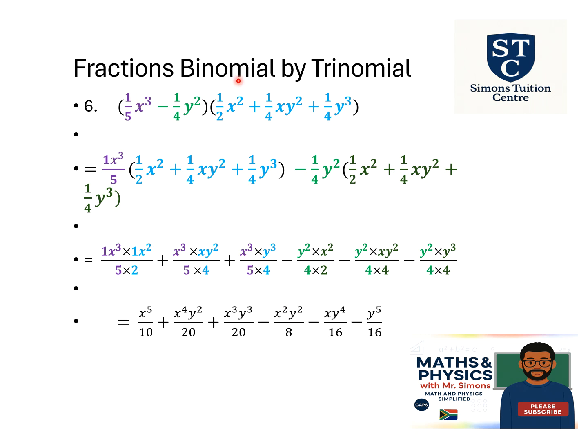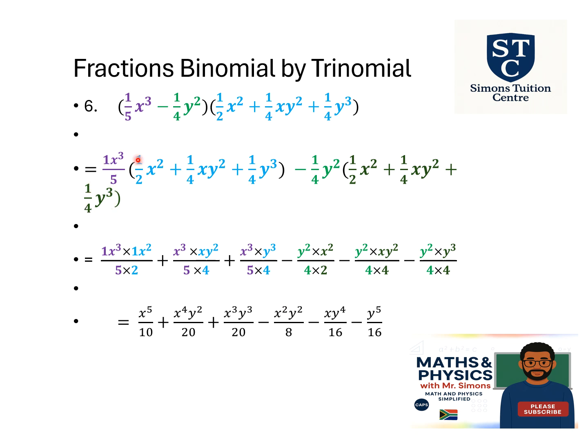So as I said, every exam we will test binomial by trinomial, and as I said, any one of those 6 problems can be asked in fraction format. So there, my first term, 1 over 5 x cubed, times all the terms in that bracket: half x squared plus quarter xy squared plus quarter y cubed. Negative 1 over 4 y squared times everything in that bracket: half x squared plus a quarter xy squared plus 1 over 4 y cubed.